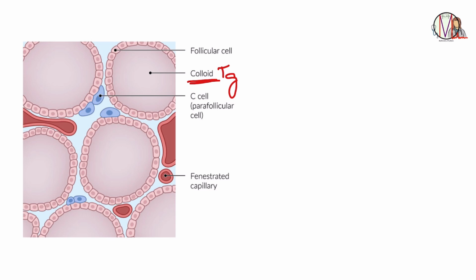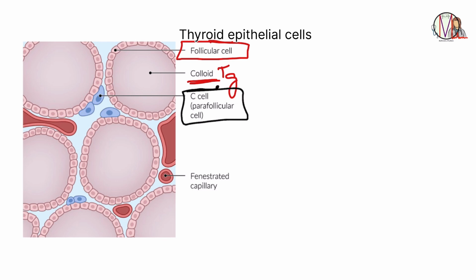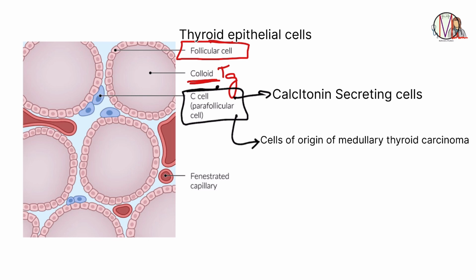So till now, what did we do? We learned that the epithelium here contains two cell types. The first one is the thyroid epithelial cells, that is the thyroid follicle. And the second one is C cells. The C cells are actually the calcitonin secreting cells. And these are the cells of origin of medullary thyroid carcinoma.